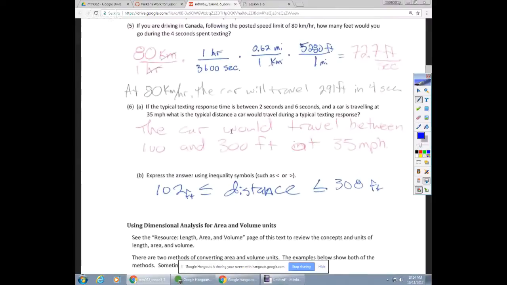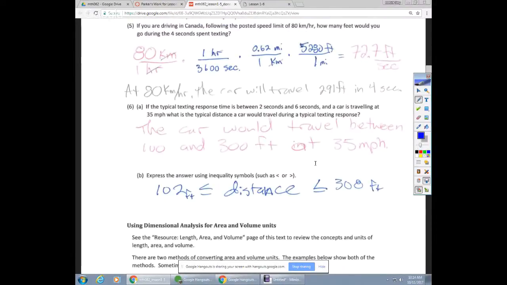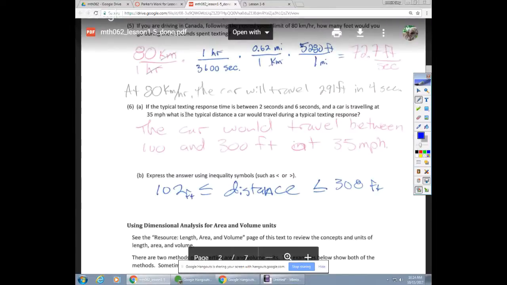So my work is, some of my answers here, but not my work. That's on my spreadsheet. I'll show that in a second. So a typical texting response time, this is the one you wanted to talk about? Yeah. Okay, it is 2 to 6 seconds, and the car is traveling at 35 miles per hour.